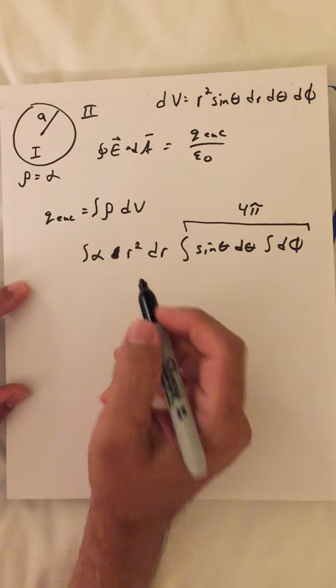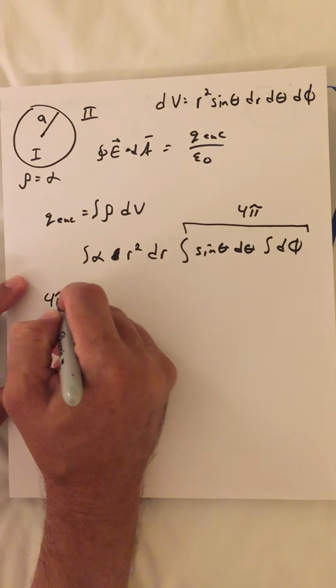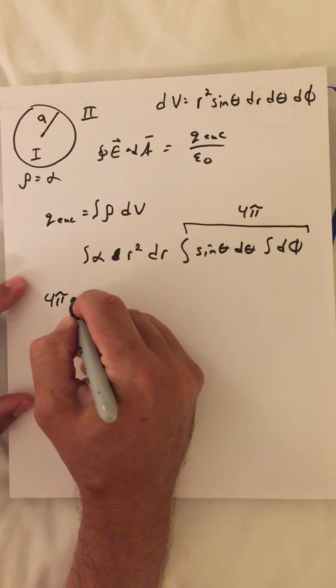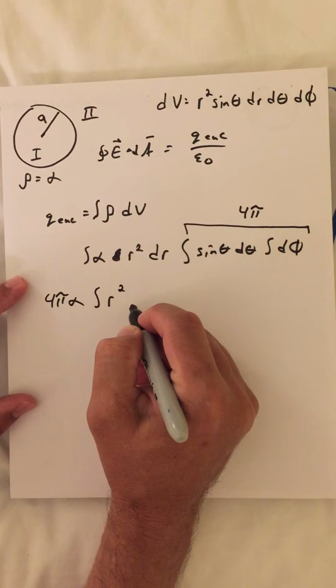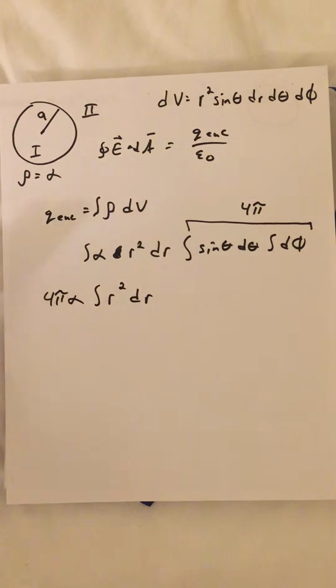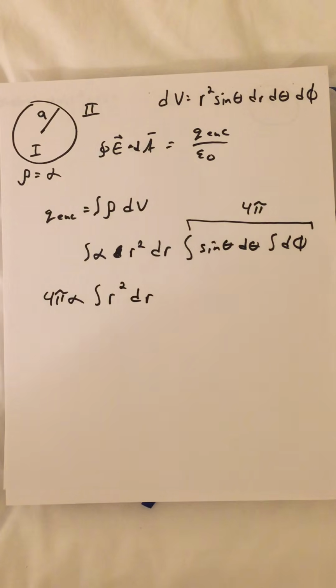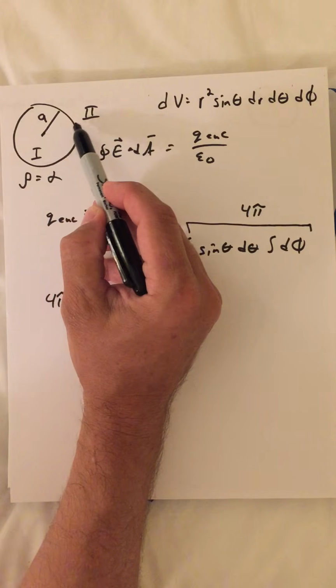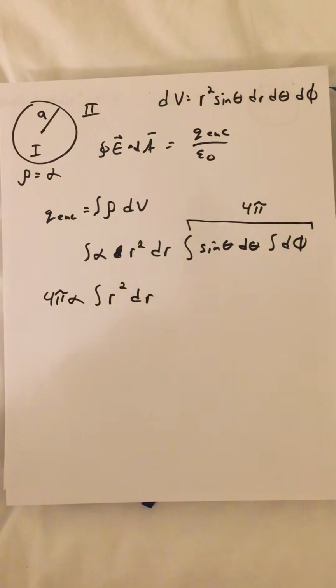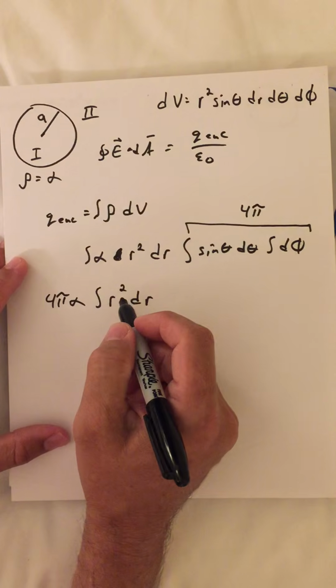Now, what I'm going to do here is, let's pull that out, 4 pi times alpha, I can pull out that constant as well, the integral r squared dr. Now, if I'm talking about how much charge I'm enclosing, notice, if I'm starting at the origin and moving out towards the surface of the sphere, how much charge I enclose changes until I move outside of the sphere, and then it's reached its limit, right? Because outside of the sphere, I've enclosed all of the charge that I'm ever going to handle.